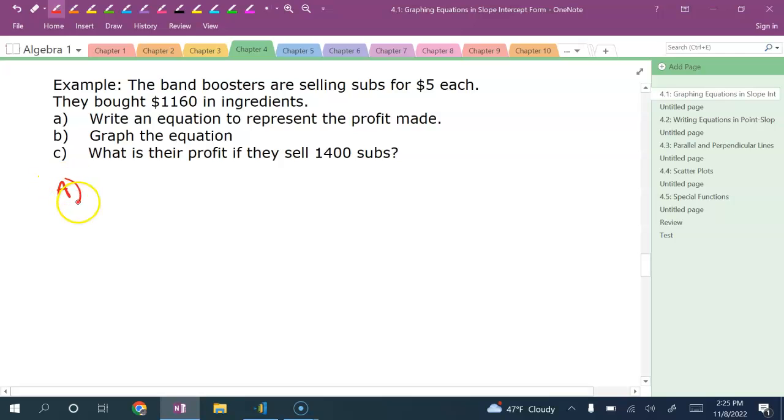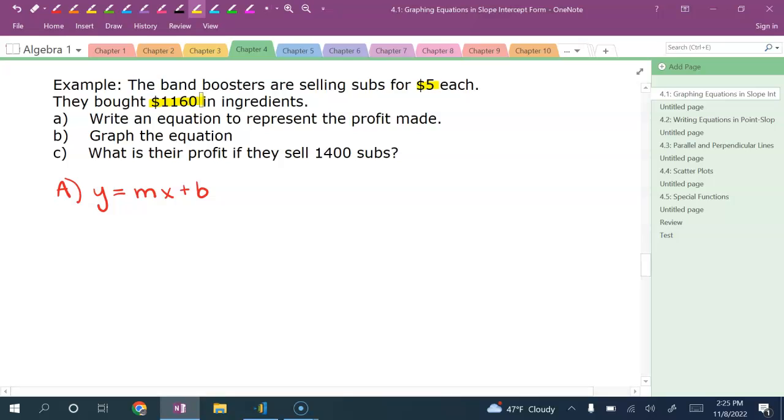So to write our equation, we're still using that slope-intercept form, so y equals mx plus b. We're going to put in the information that they gave us here, the $5 and this $1,160 in for pieces here. Now we need to think about which is which piece, because we've got to put in something for m and something in for b. Now each sandwich that they sell is $5. So if they sold one sandwich, they're going to earn $5. If they sold 2 sandwiches, they're going to earn $10. If they sold 100 sandwiches, they would earn $500.